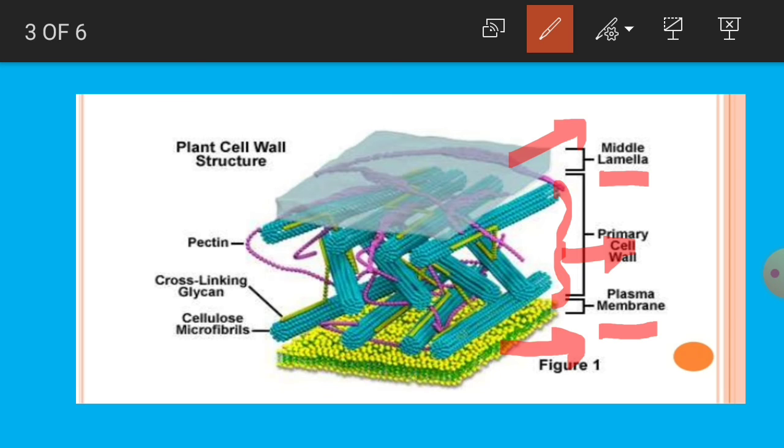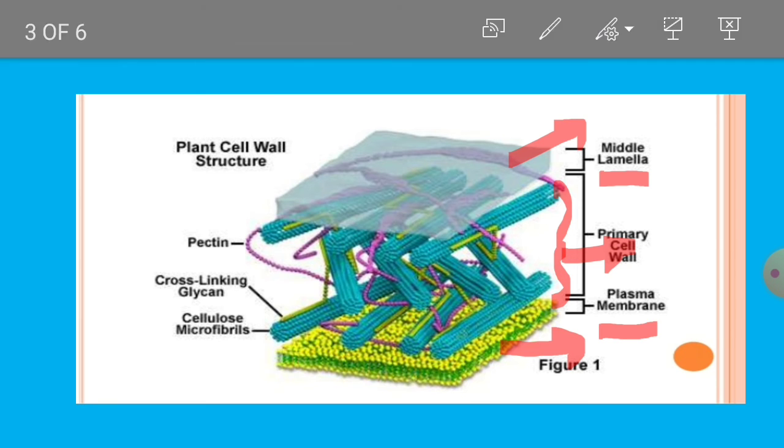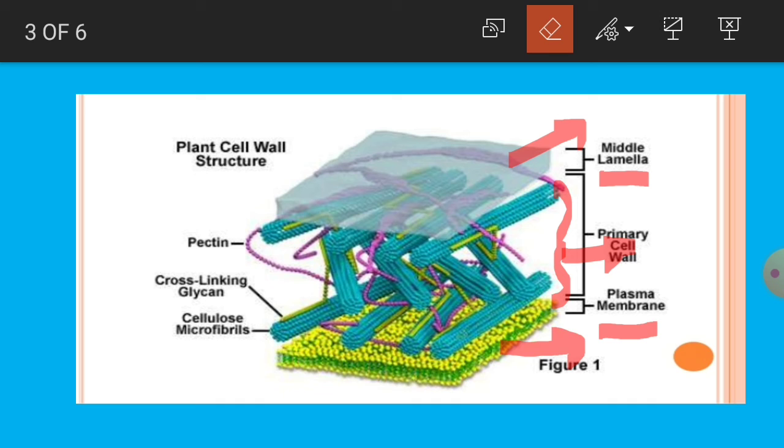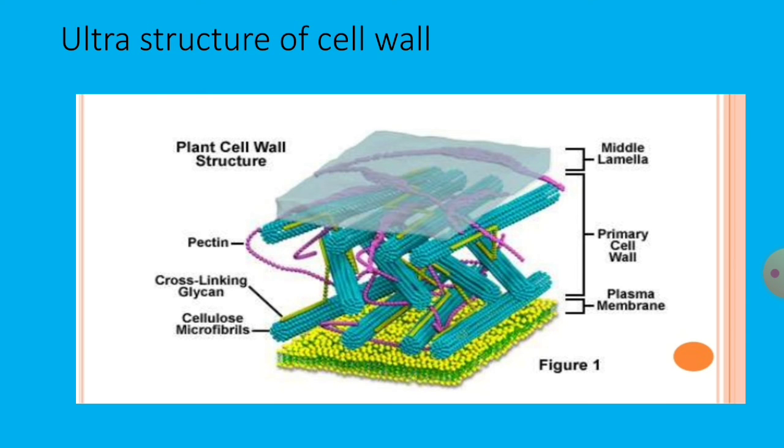glycosidic bonds. Thus, very complexly, all these molecules together construct the plant cell wall made up of cellulose, hemicellulose and pectin. Here in the diagram you can see all these details. I hope you have understood this part very well. We will go to the next slide.